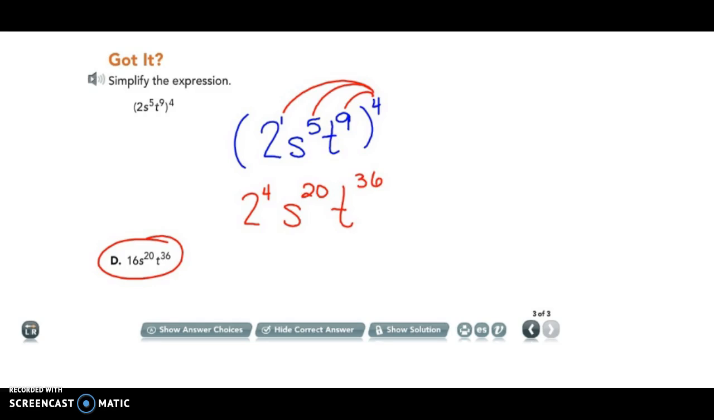Then I'm going to take my 2 and multiply it by itself 4 times. And that is going to give me 16, because I have 2 times 2, which is 4, times 2, which is 8, times 2, which is 16. And then I'm going to keep the rest of it just like it is. So I have 16, s to the 20th, t to the 36th.